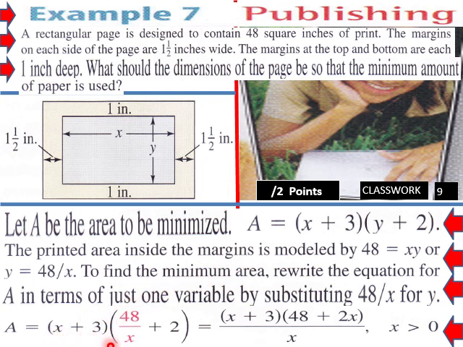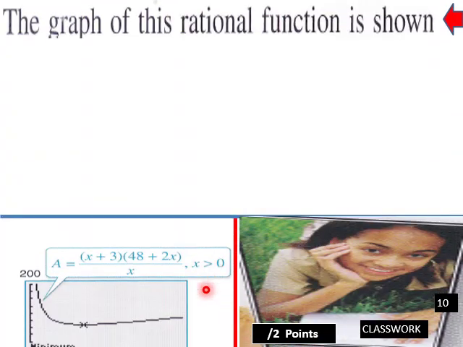So up here we have x plus 3 and then 48 over x plus 2, because that takes place over y. And then when we multiply these two together, we get this: x plus 3 times (48 plus 2x) over x, and x has got to be greater than 0. We don't want this to be 0 or negative either. We don't want a negative area. So now we've got a formula for our area in one variable.